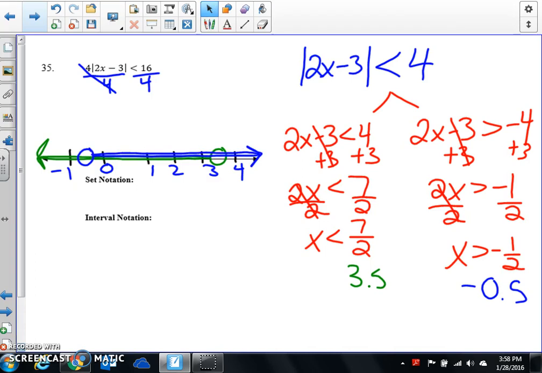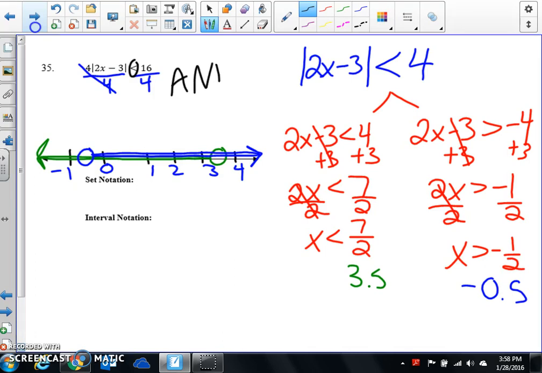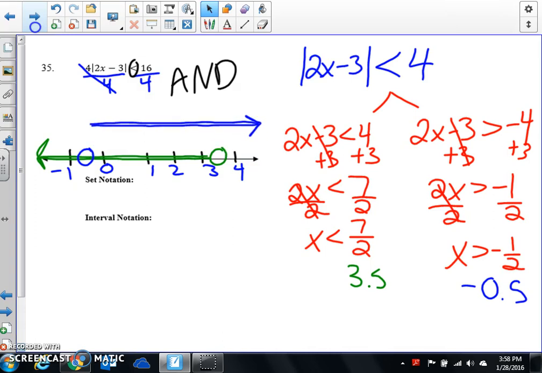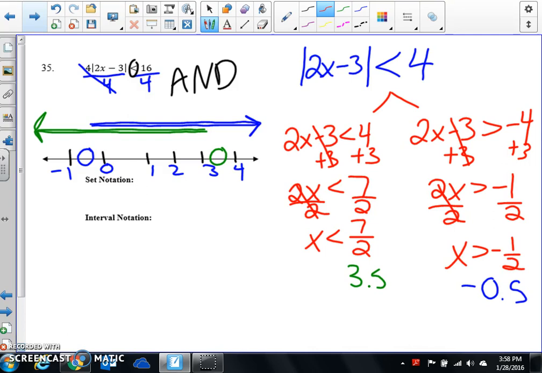Once again, I got to determine if this is an and or an or to proceed. This is a less than, so and, which means intersection. So this is not my final graph. I have to move it back up. My dots can stay the same. And then just put your line only in there. I should not see any arrows in your final solution.